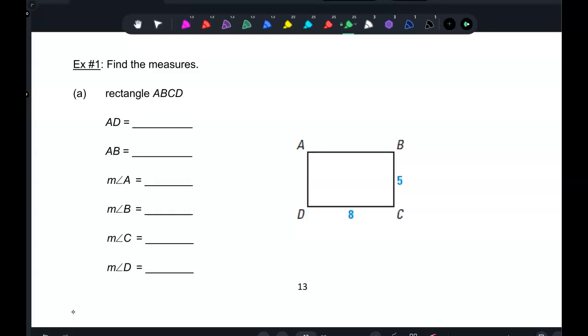And just keep in mind, if I'm going too quickly, you can pause it. Also, you can try the problems, pause it, and check your answers as we go.